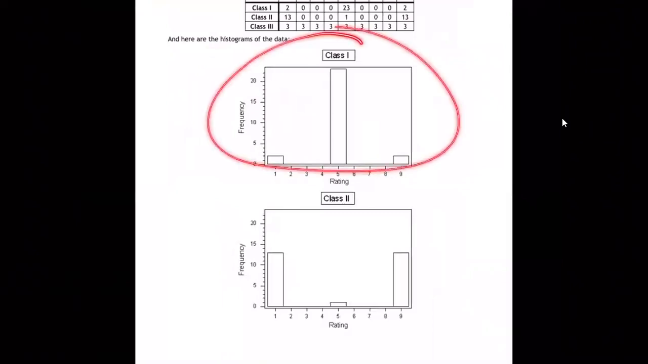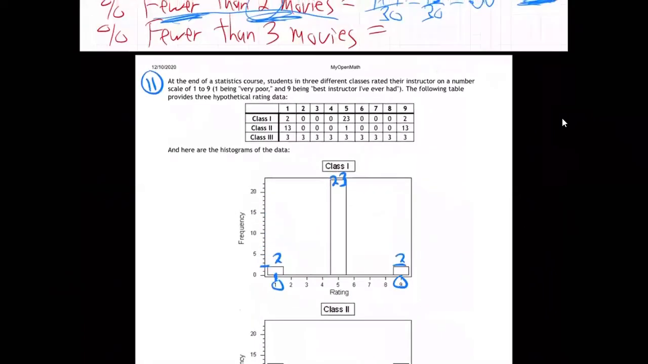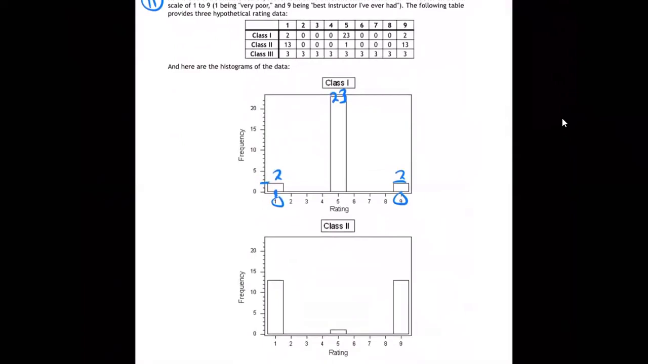So basically, here's how class number 1 rated their instructor. Looks like about, maybe 2 people gave him a 1. They just hate that guy or gal. They think he's terrible. 2 people right here gave him a 9. They think he's the best instructor ever. And in the middle here looks like 20, 21 people. See these average. Put them right in the middle, right? So most people average.